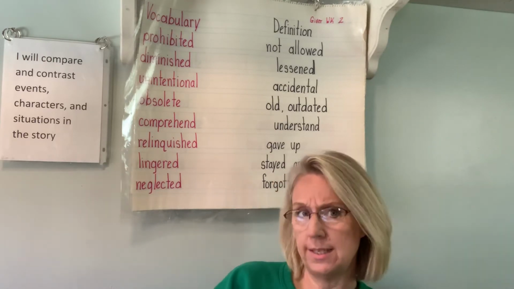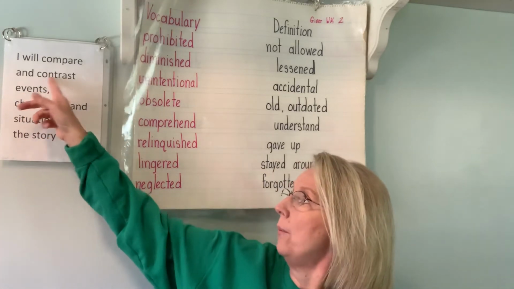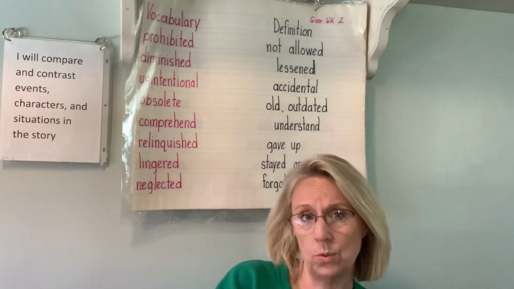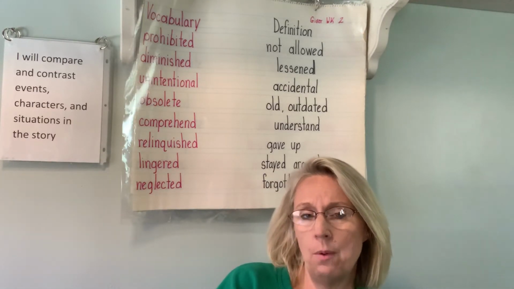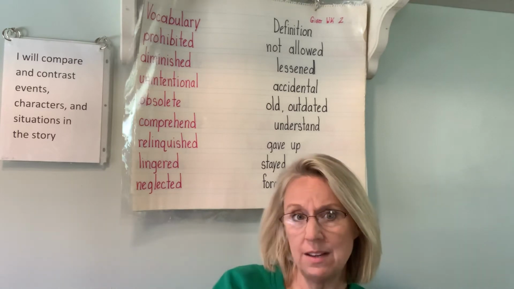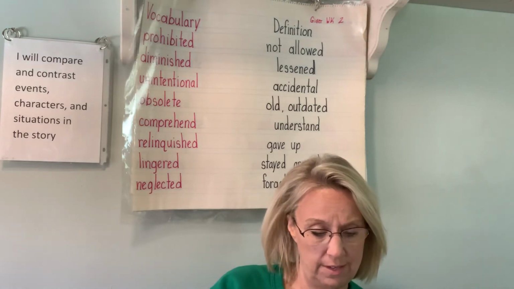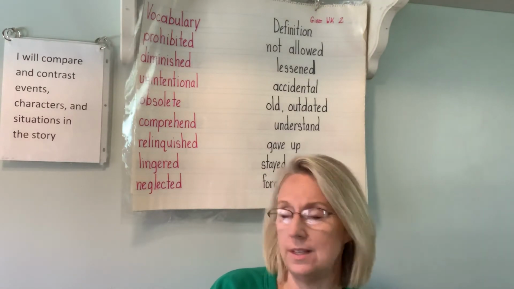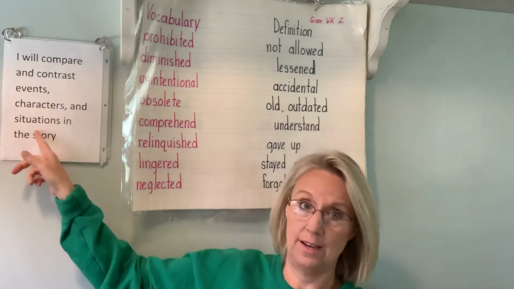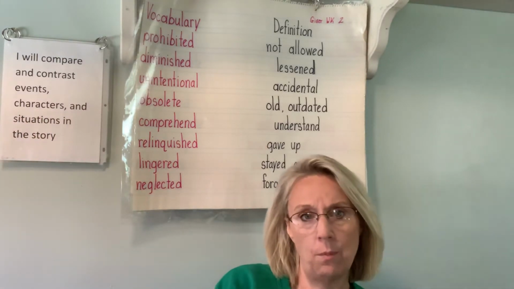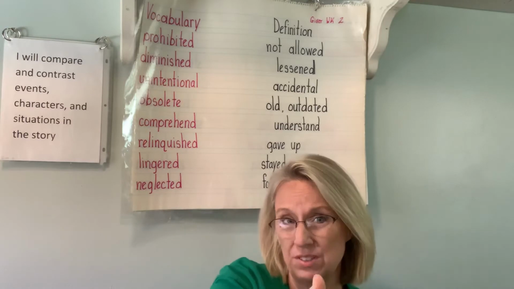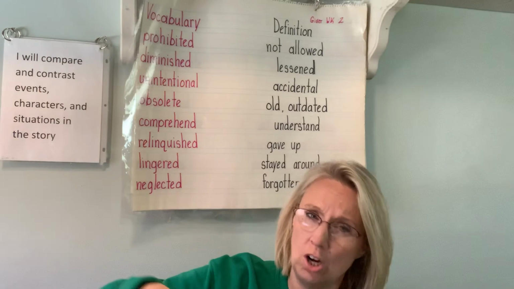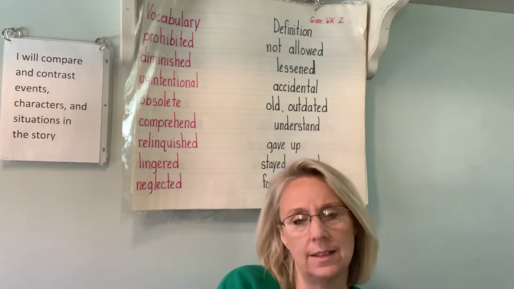So I want us to think about our end in mind. I will compare and contrast events, characters, and situations in the story. And I want you to think about how the receiver's family life is different from other people's family lives. And that is a situation, okay? So think about what I just read. How is the Giver's family dynamic different than what Jonas's current family dynamic is like?